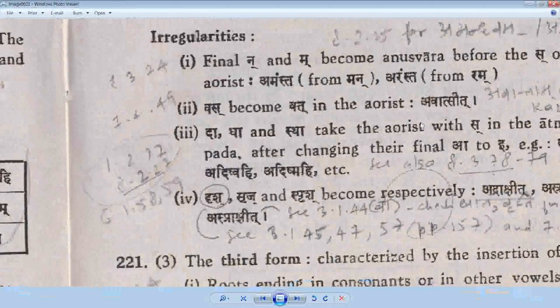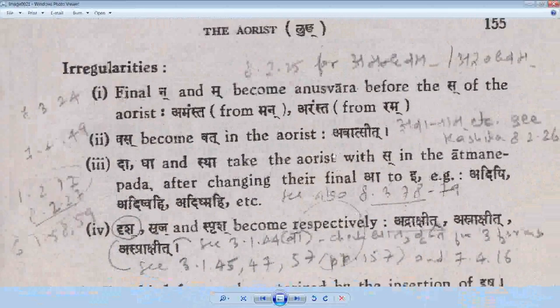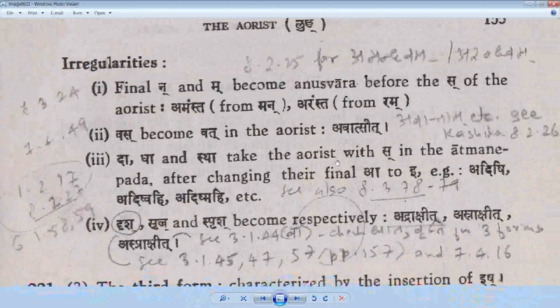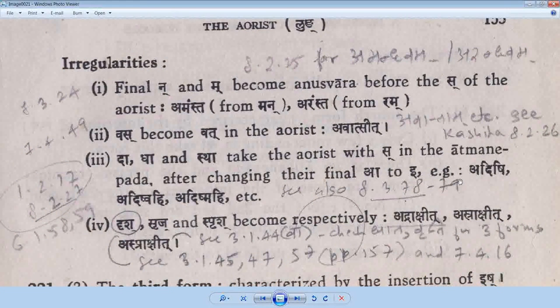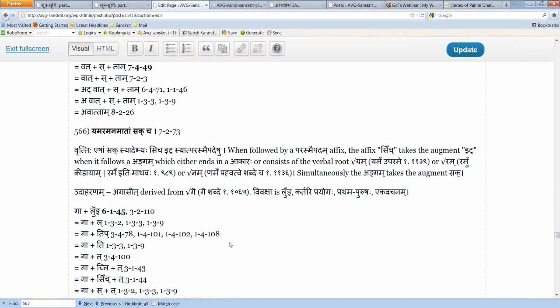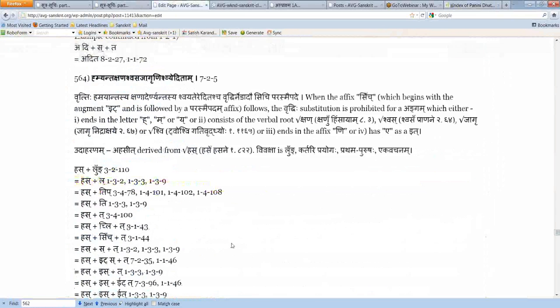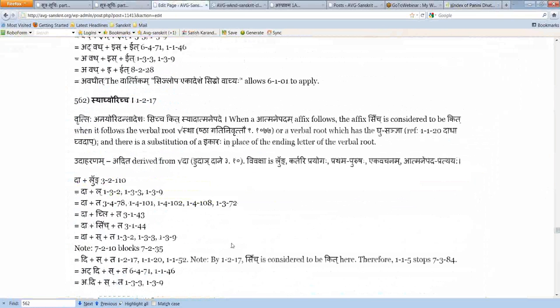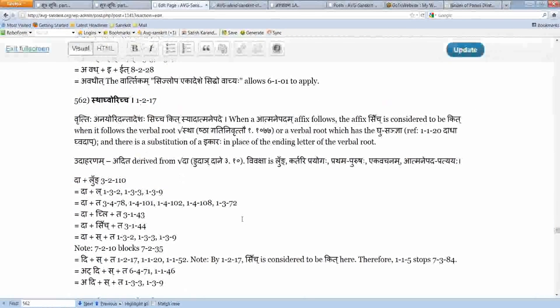Now we are on point number 3, which is da, dha, stha, and take the lung with sakara. So this is the sich, Chile Sich, after changing their final akara to ikaraha. So adishi, adishvahi, adishmahi. This is where we stopped last time. So if you look at our sutra suchi now, which is over here, the sutram was stagbhoricha. Stagbhoricha. So look at the number 1 to 17.